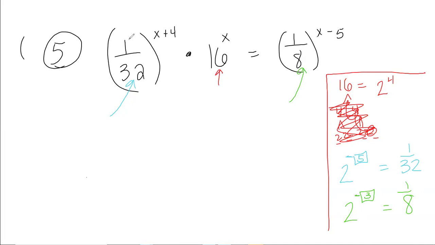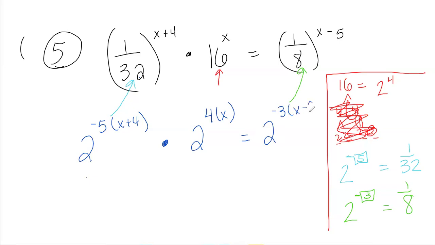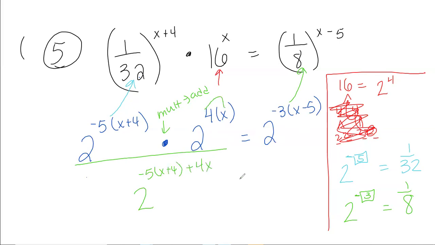Let's make our substitutions. So 1/32 was 2 to the -5th, keep the power, times 16 was 2 to the 4th, keep the power, equals 1/8 was 2 to the -3, keep the power. All right, again, this left-hand side is not ready. When we see a multiply, we really add the exponent. So we're going to keep that base 2, and we're going to do -5 times (x plus 4), plus, you can just say that's 4x, equals this guy.